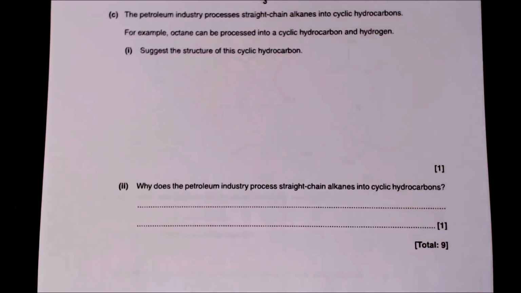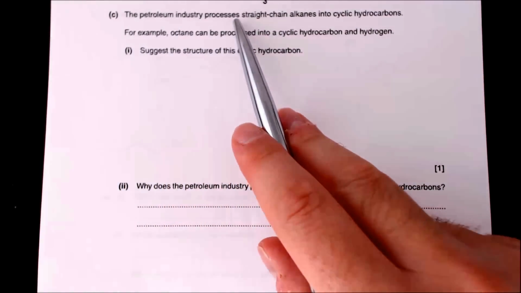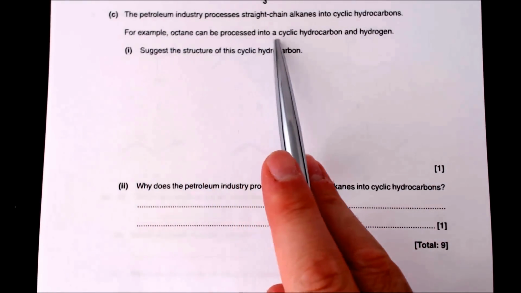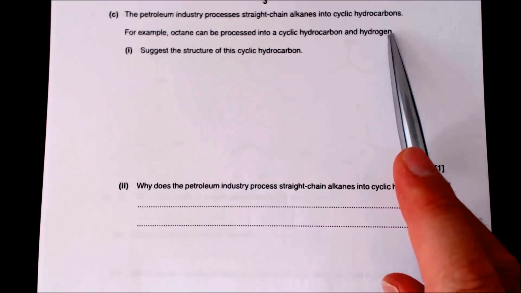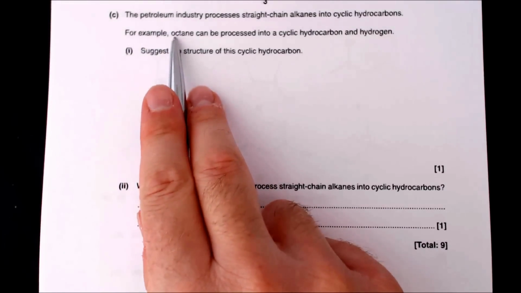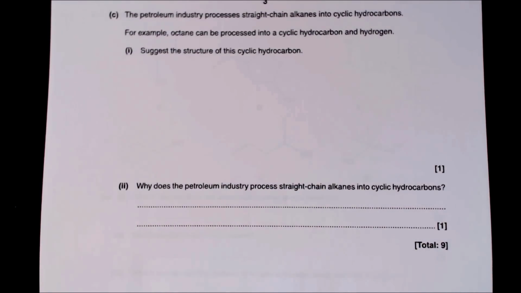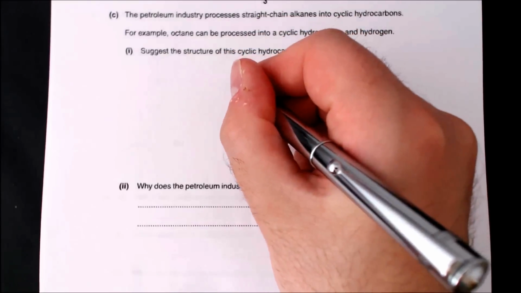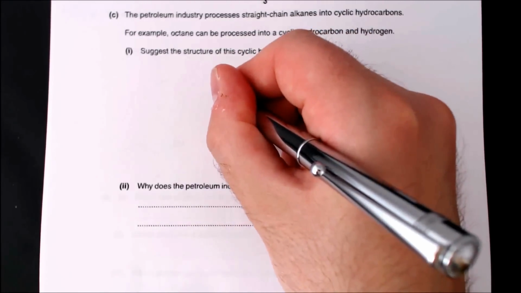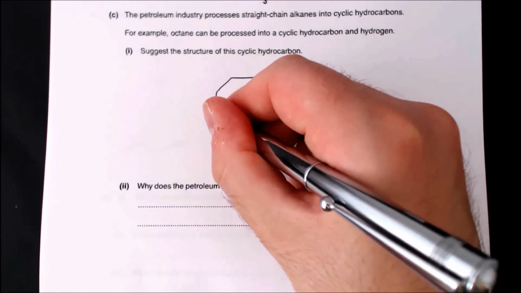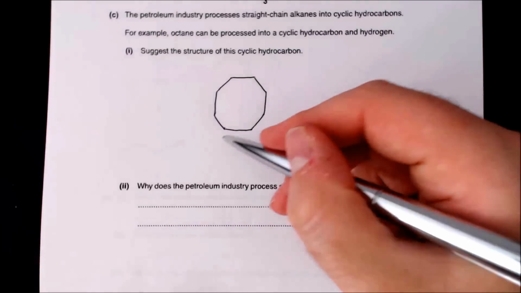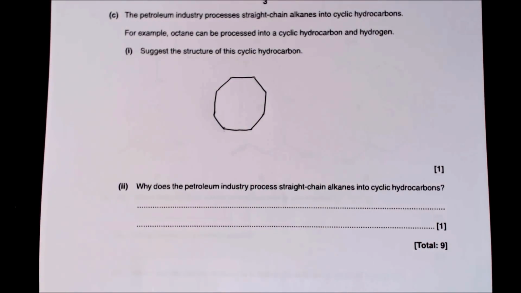So we've got part C, and it says the petroleum industry processes straight chain alkanes into cyclic hydrocarbons. For example, octane can be processed into a cyclic hydrocarbon and hydrogen. Suggest the structure of this cyclic hydrocarbon. So I suppose the most obvious one is you've got octane, which is 8. So we have cyclooctane, which is just an octagon. So we can draw it like this. So we have 1, 2, 3, 4 carbons, 5, 6, 7, and then your 8th one. And then if we join them up, there you go. Okay, so we've got 8 different carbons dotted around there, and this is cyclooctane.